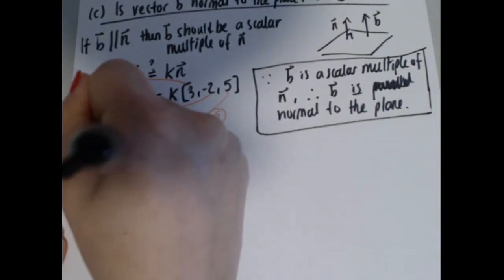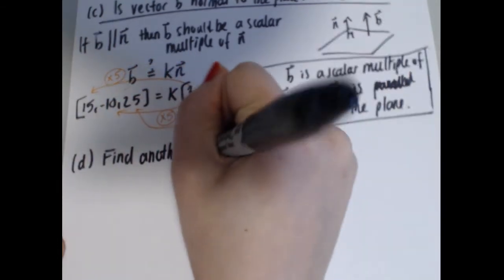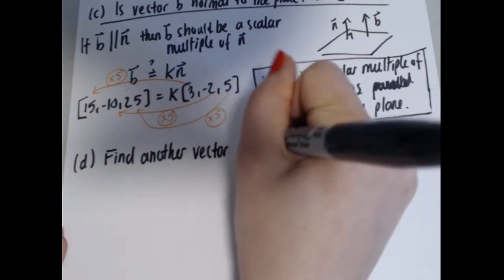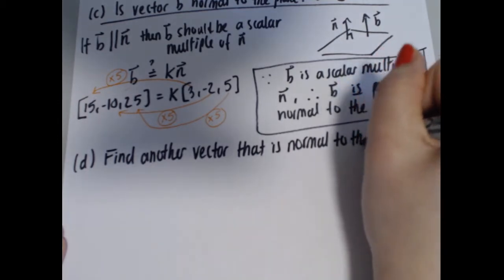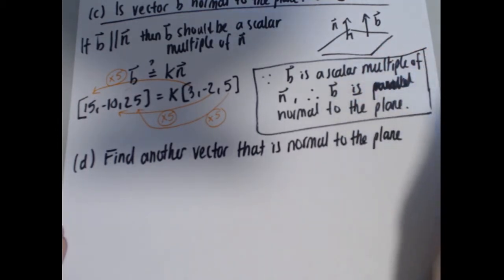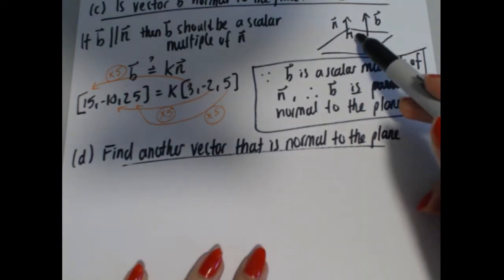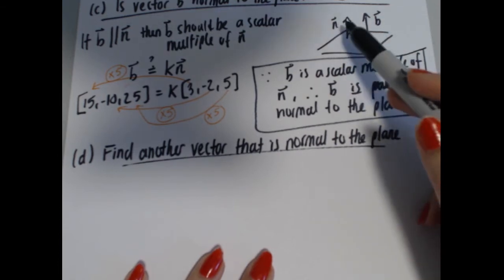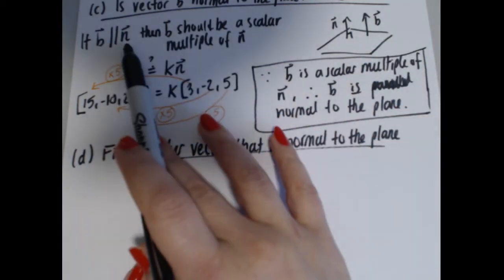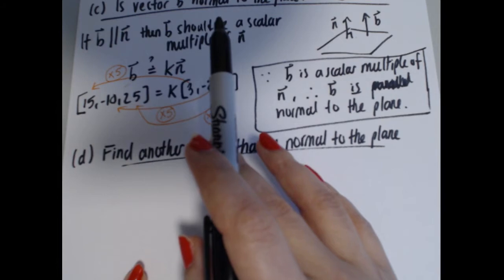Part D says find another vector that is normal to the plane. Okay, another vector that is normal to the plane. Well, you already know that in order for a vector to also be normal to the plane, it's got to be parallel to n, right? And if something is parallel to n, that means it should be a scalar multiple of n. And so that's pretty much what we're left with here.